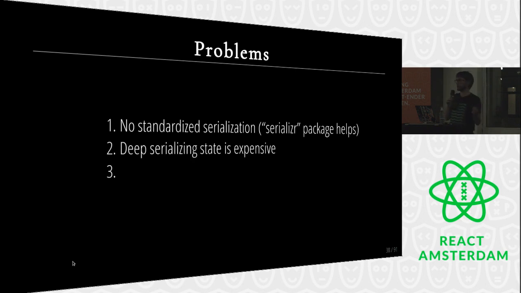Deep serializing your state is very expensive because if you have a large state, you need to walk your entire tree and make a complete copy of that. And it's not only expensive CPU-wise, it's also expensive memory-wise because you will be filling up memory like crazy by copying your state each time something is changed. So it lacks structural sharing.